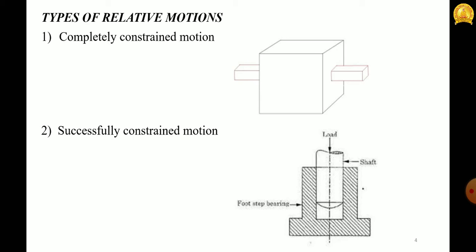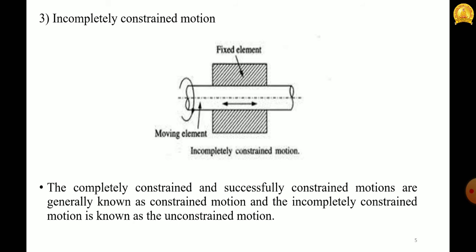Consider a shaft in a footstep bearing as shown in the figure. The shaft may rotate in the bearing or it may move upward. This is a case of incompletely constrained motion. But if the load is placed on the shaft to prevent axial upward movement of the shaft, then the motion of the pair is said to be successfully constrained motion. The motion of an IC engine valve and the piston reciprocating inside an engine cylinder are also examples of successfully constrained motion.